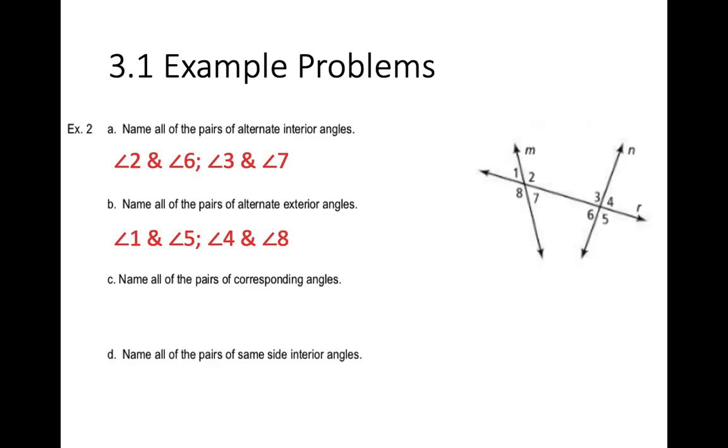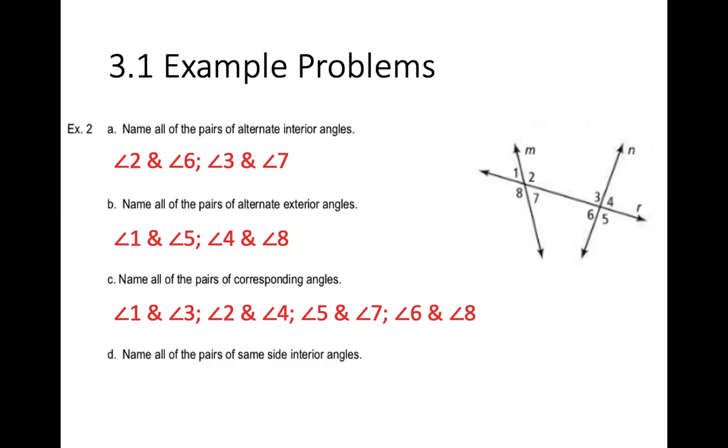Name all the pairs of corresponding angles. All right, so it looks like 1 and 3 are in the upper left. Those would be corresponding. 2 and 4 are in the upper right. They'd be corresponding. 8 and 6 are in the lower left. They'd be corresponding. And 7 and 5 are in the lower right. They would be corresponding. So all these examples, 4 sets of corresponding angles.